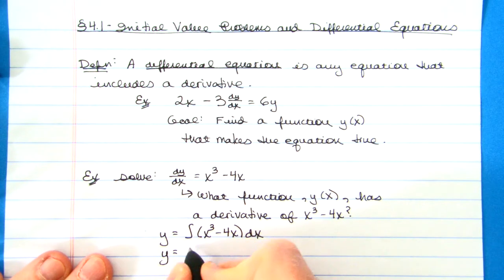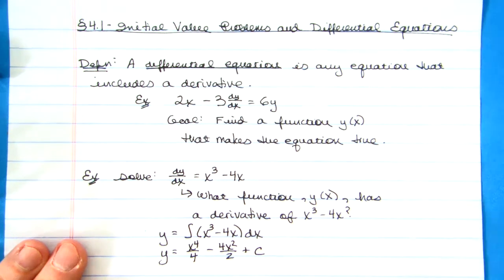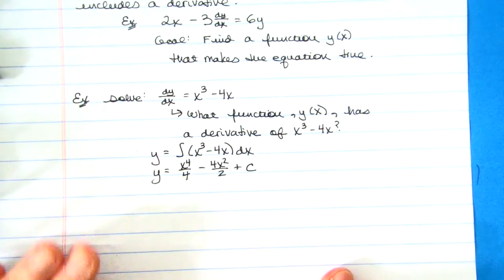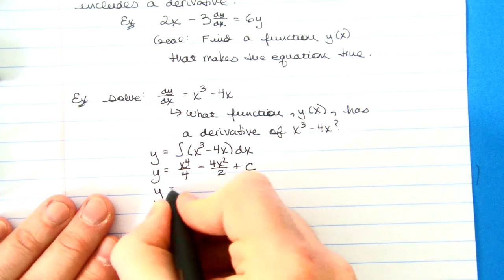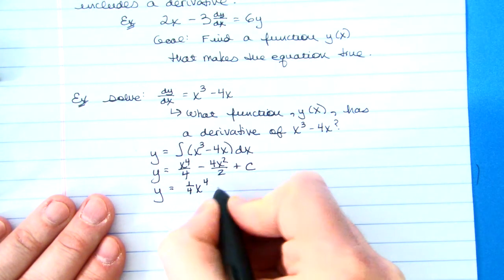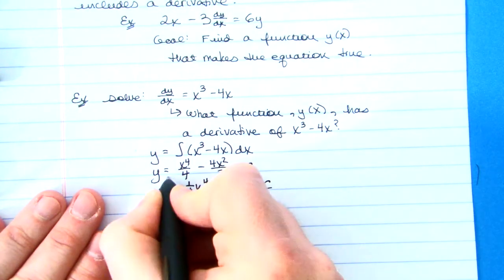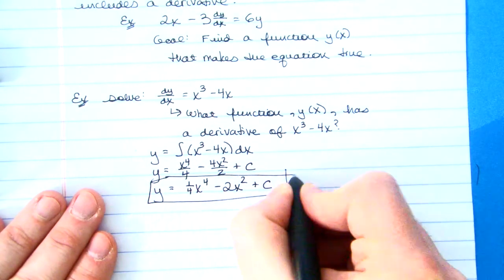Y equals, okay, add 1 to the power, x to the 4th over 4, divide by the new power, minus 4x squared over 2. Don't forget that plus c at the end. I'll clean it up just a little bit, and I'll say y of x equals 1/4 x to the 4th minus 2x squared plus a constant.